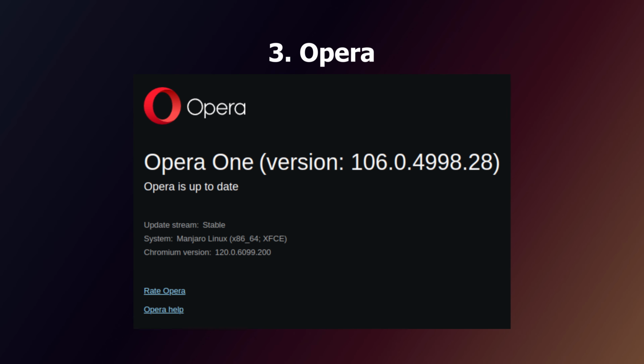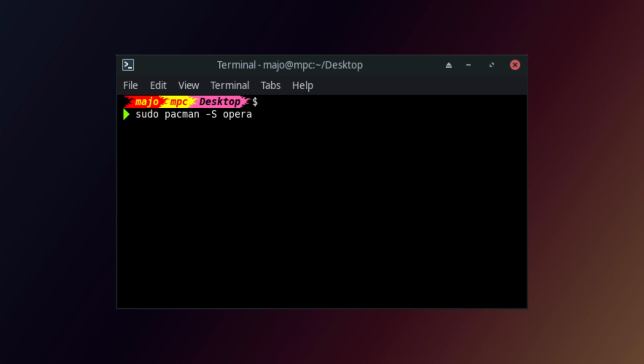Third, Opera Browser. Open a terminal and type this command. sudo pacman -S opera. You see how to write this command on the screen.